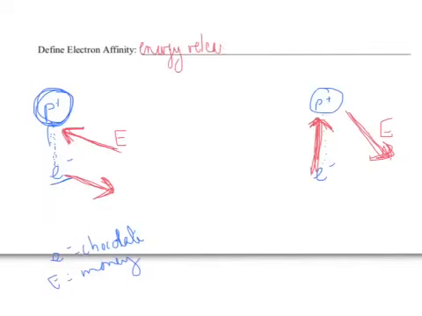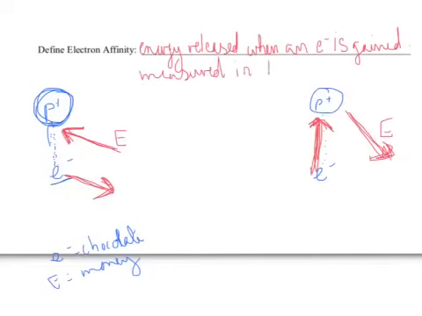And so electron affinity is the energy released when an electron is gained. Since this is energy, it's going to be measured in joules or kilojoules.